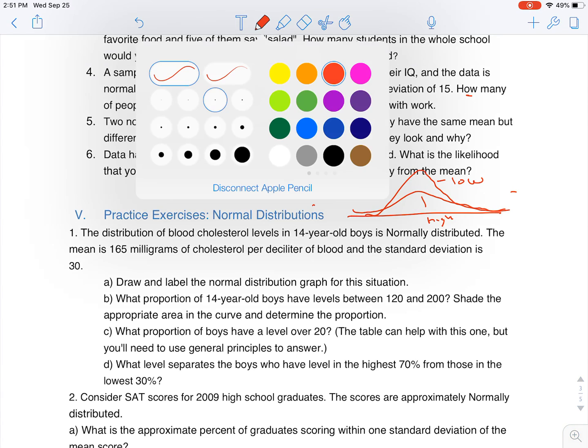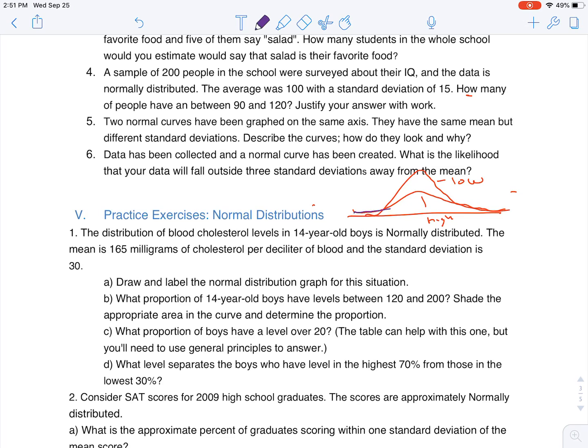So I'll use a different color here. This one here with high standard deviation would have a bigger number as a standard deviation because it would be more spread out. This one could have a very low standard deviation because it's going to just be real close to the mean like that.